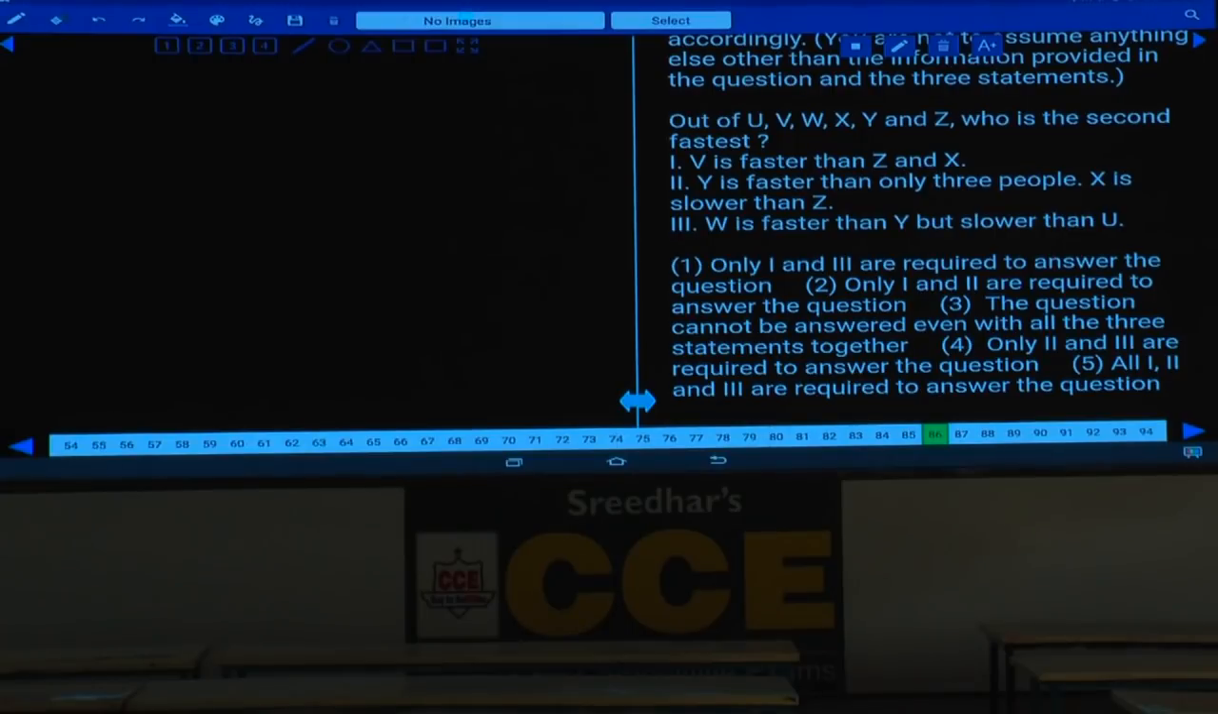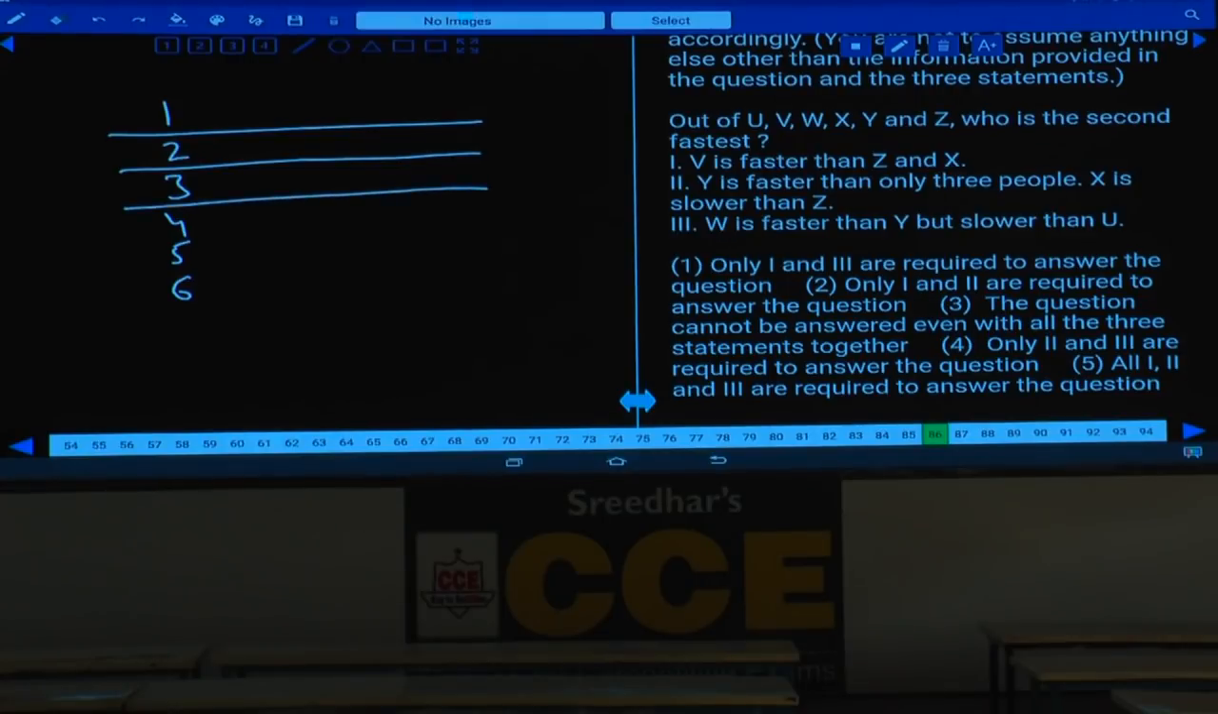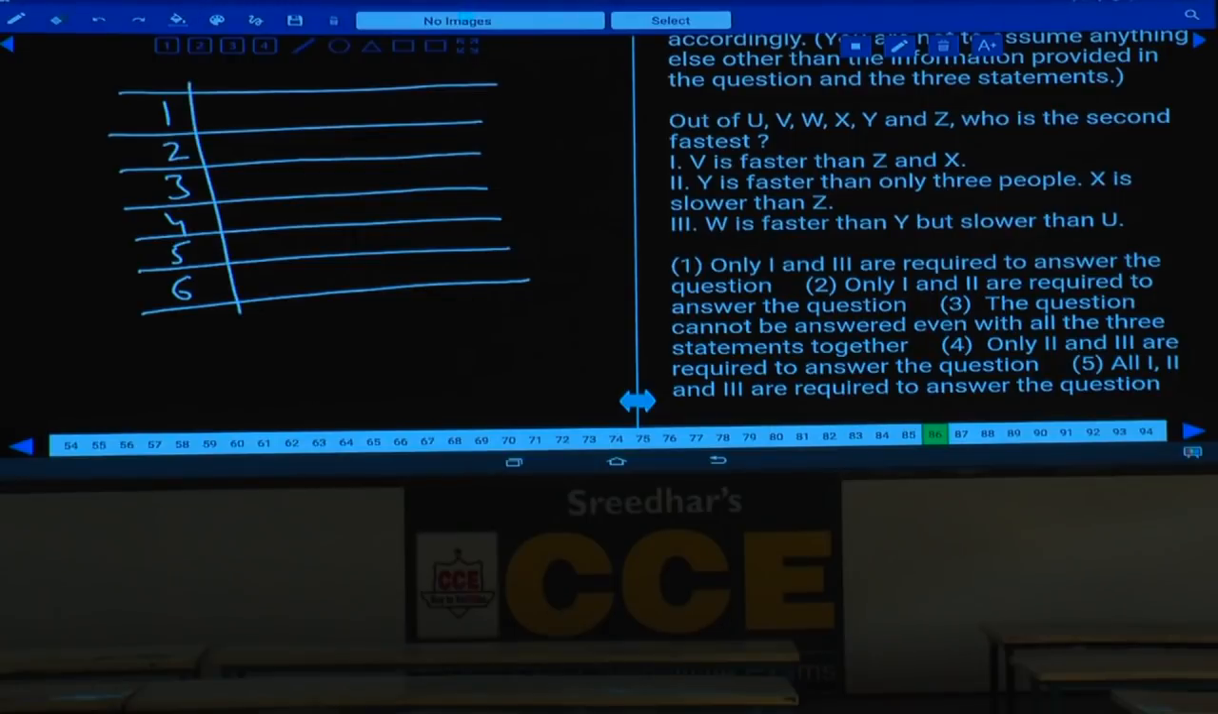Yes, what are the choices here? Now single statements were not there: 1 and 3, 1 and 2, that is choice 2, and cannot be answered, 2 and 3, all 1 and. That means individual statements were not given, so directly we can go for combination of 2 statements. Then what is the first one here? 1 and 3. Now with the help of 1 and 3, U, V, W, X, Y, Z, there are 6, 1, 2, 3, 4, 5, 6. And among these 6, the question is about who is the second fastest. Now we need to find out the person who is the second fastest at this place.